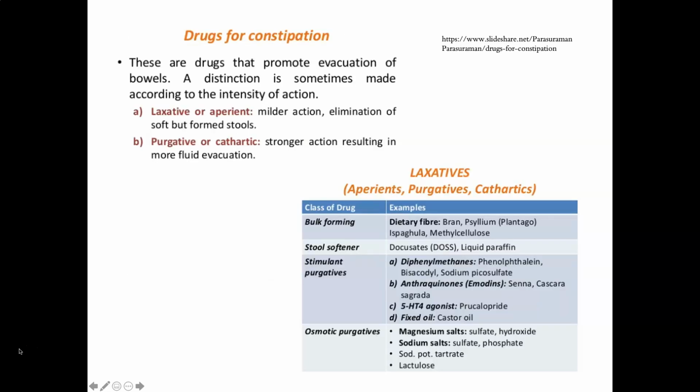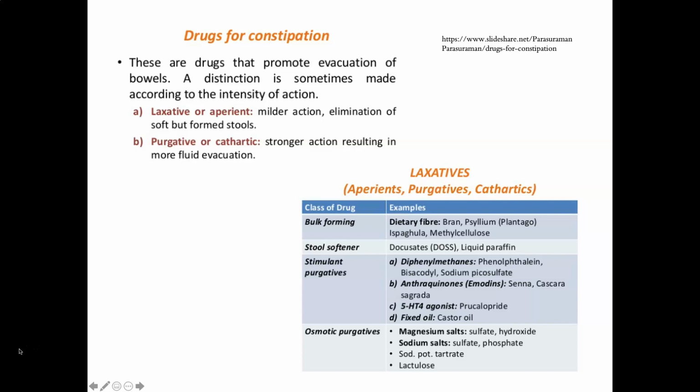Moving on to the lower GI tract, we're going to start talking about constipation and then move into diarrhea before we talk about irritable bowel disease. So when it comes to constipation, there are drugs that promote the evacuation of the bowels. They are either laxatives or purgatives. Laxatives are the milder ones. Purgatives or cathartics are the stronger action ones.